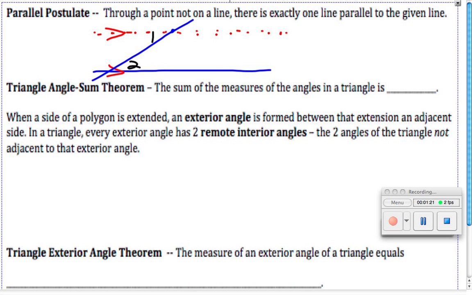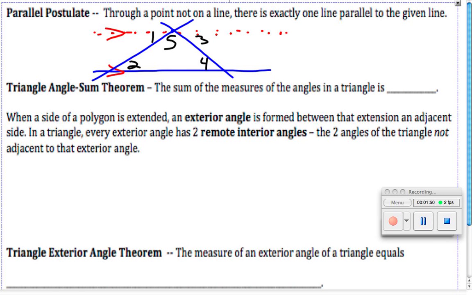Similarly, if I draw another line over here, and this is angle 3 and angle 4, once again, I'd hope that you'd notice angles 3 and 4 are also alternate interior angles, and they are congruent. Finally, if I threw an extra angle here, angle 5, look at angles 1, 5, and 3.